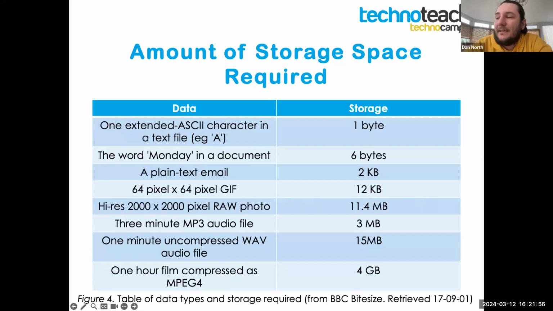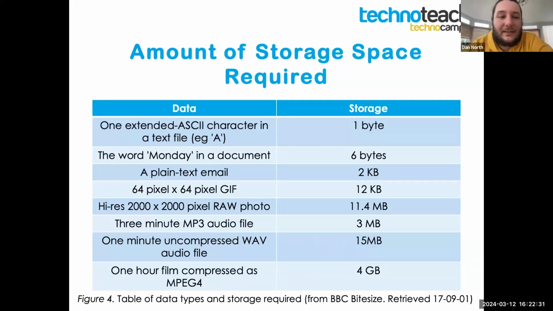A 3-minute MP3 audio file is 3 megabytes. 1 minute of uncompressed WAV. A WAV file, if you're unfamiliar, stores the raw wave of sound. Instead of encoding the sound to just be played via, like, MP3, where all the information's encoded inside of it, a WAV file actually stores the wave that will be played. So that's quite a bit bigger at 15 meg.